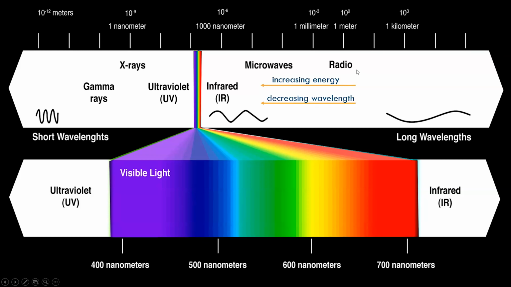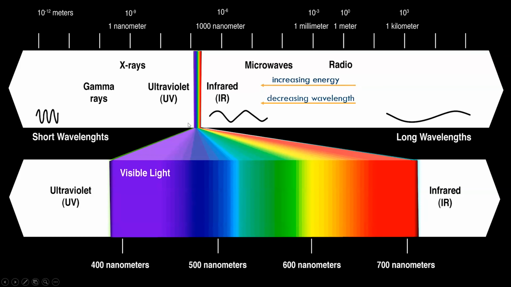You will need to know the 7 types of electromagnetic radiation, and you'll need to know them in order of both energy and wavelength. So in order of increasing energy, it's radio waves, microwaves, infrared, visible light, ultraviolet, X-rays, and gamma rays. In terms of wavelength, it's the opposite. The wavelength increases as you go from gamma back to radio waves.